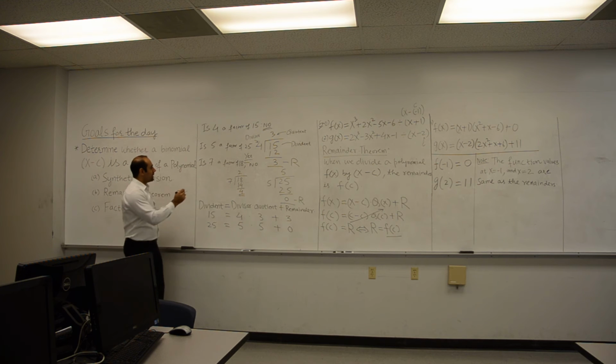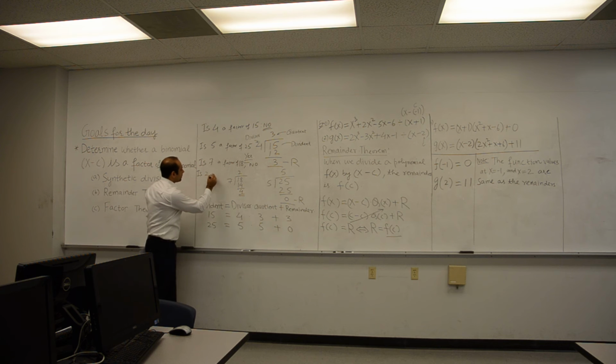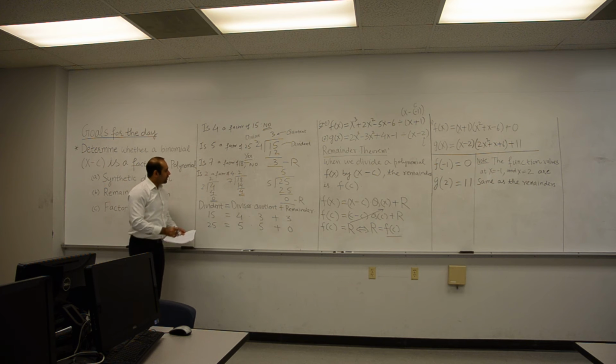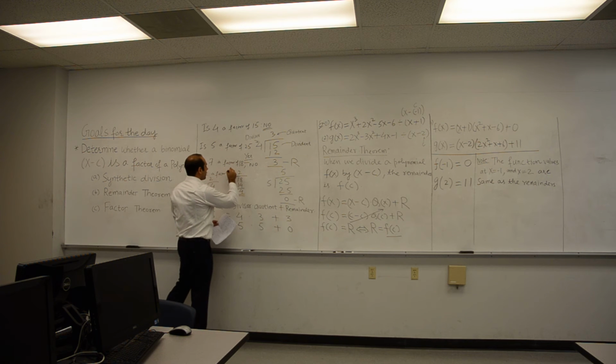How about, is 2 a factor of 4? Is 2 a factor of 4? Let us set up the long division. 4 divided by 2. We have 2 times 2 is 4. The remainder is 0. So again, in this case it is yes.